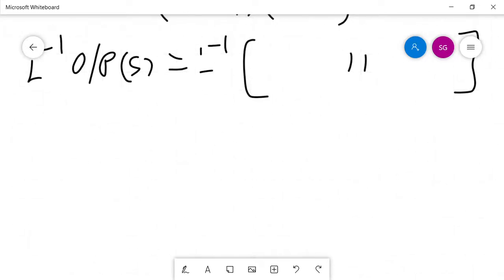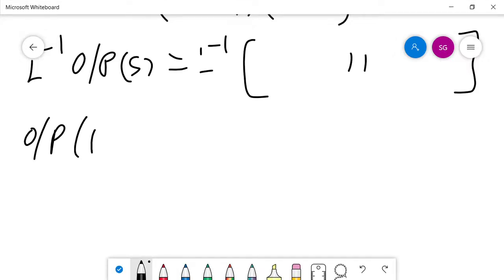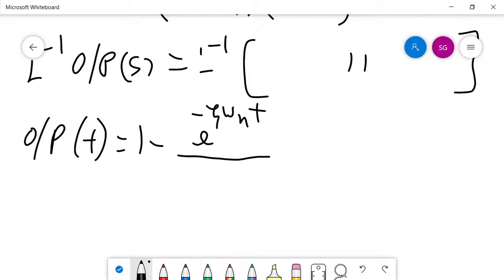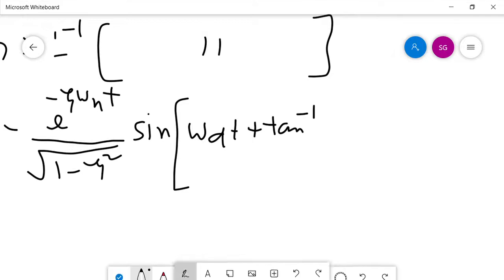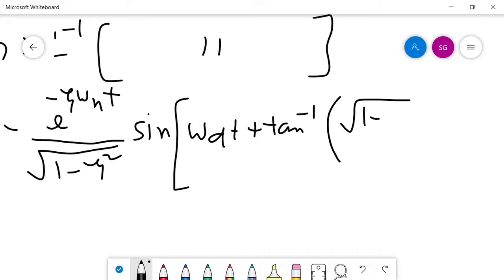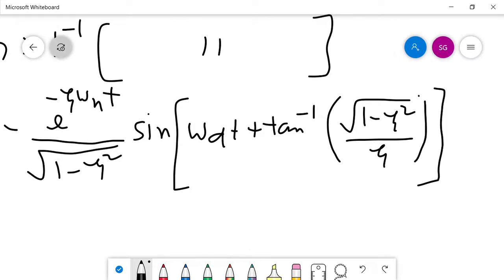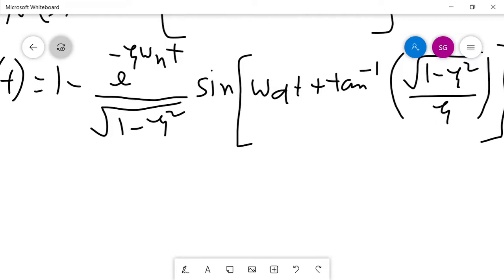In time domain, this will be 1 minus e raised to power minus zeta omega n t divided by under root 1 minus zeta square, sine of omega d t plus tan inverse of under root 1 minus zeta square upon zeta. I want all of you to concentrate on this term. Let me just zoom it out.